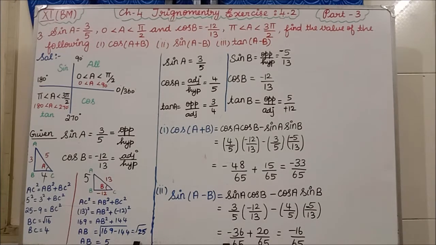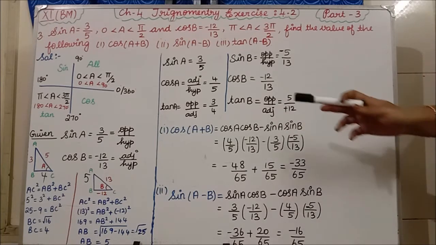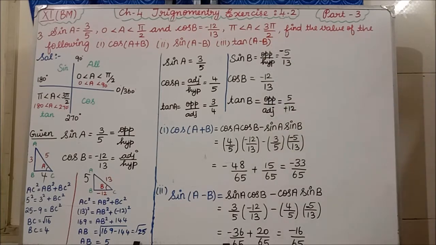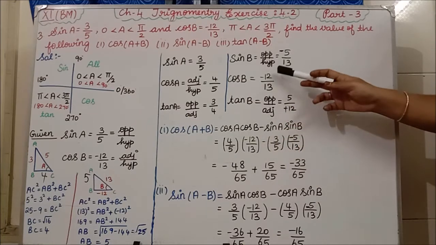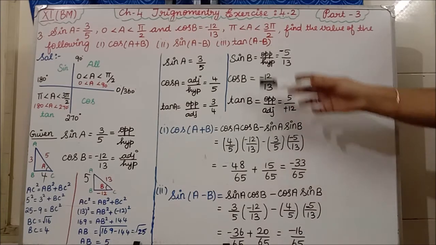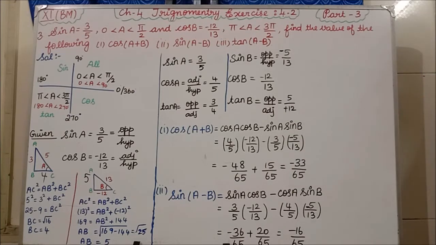Cos A plus B value is what? Cos A into cos B minus sin A into sin B. Now we have all the values. Cos A value, cos B value, sin A, sin B value also we have. What is cos A? 4 by 5. What is cos B? Minus 12 by 13. What is sin A? 3 by 5. What is sin B? Minus 5 by 13.